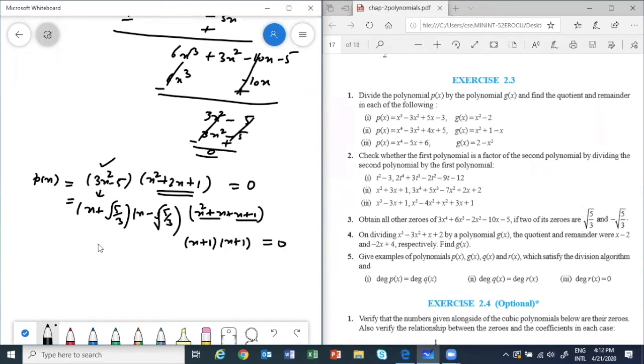So what are the zeros now? Final answer is what? Under root of 5 by 3 they gave us. Minus under root of 5 by 3 also they gave us. x plus 1 equal to 0 will give us x equal to minus 1. So we'll have minus 1, comma minus 1, because the zero is repeating. These are the zeros.